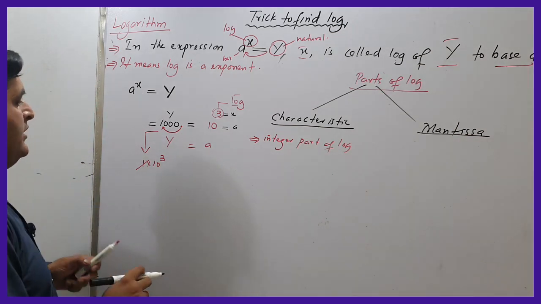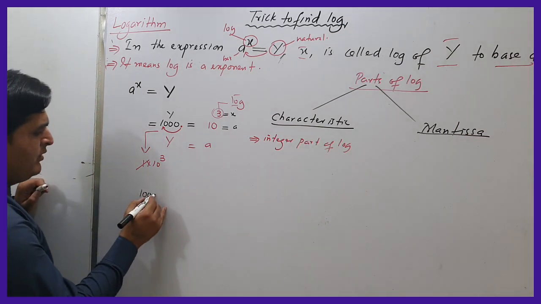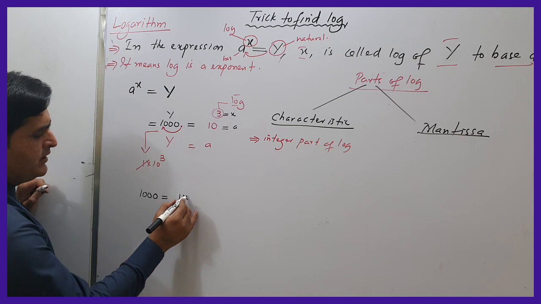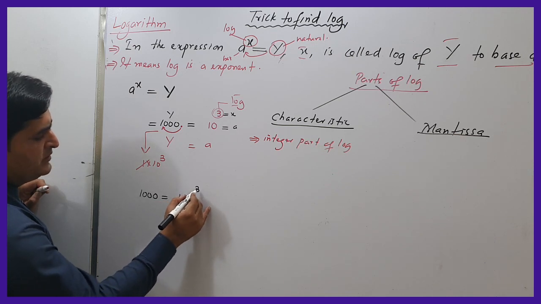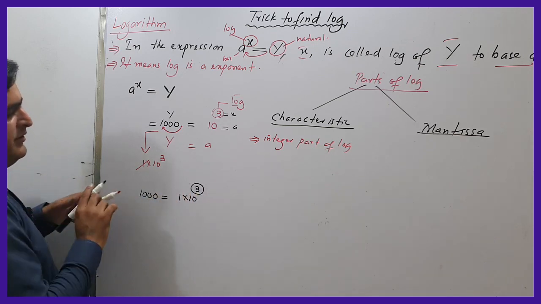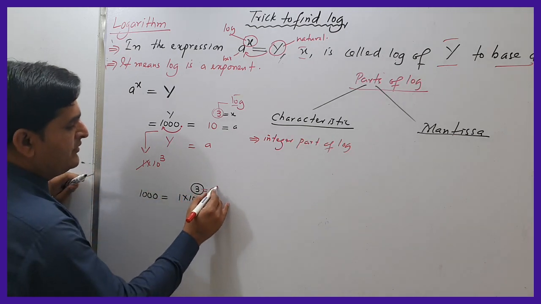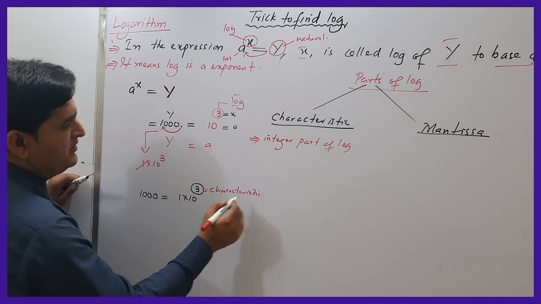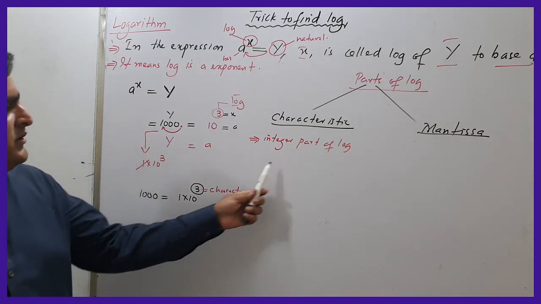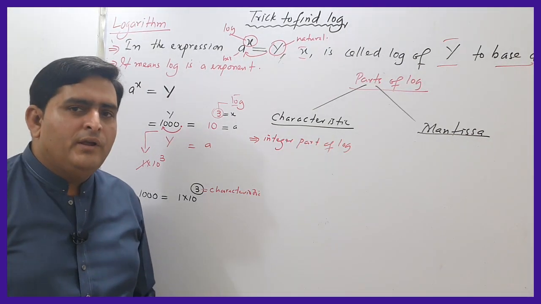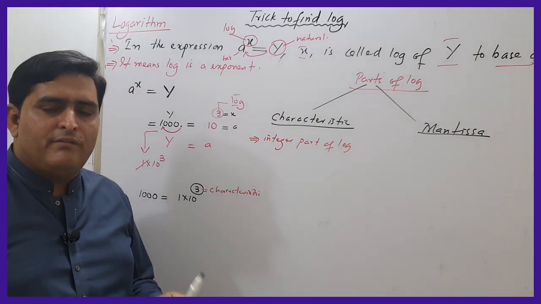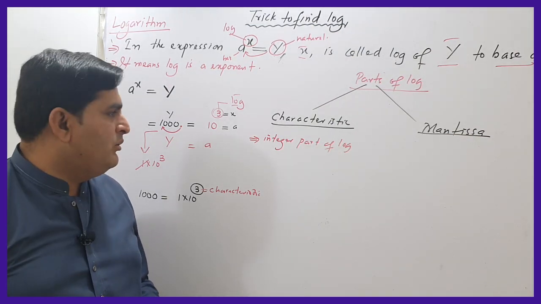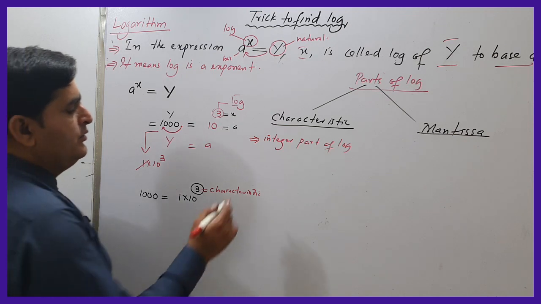For example, if we have 1000, we write it as 1 into 10 to power 3. This power is called the characteristic. This is always the integer part of logarithm, because the power in logarithm never becomes a fraction. It is always a whole number or integer.